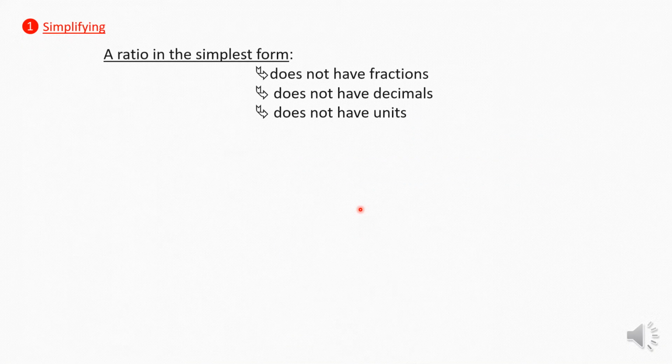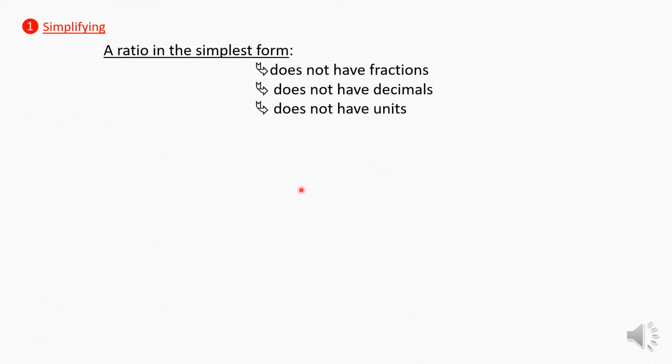Right, so let us look at quickly at simplifying ratios. So one of the things you should remember whenever you simplify a ratio, is that your final answer should not have fractions, should also not have decimals, and there should not be units like centimeters or things like that. Okay, so let's just go directly to it.